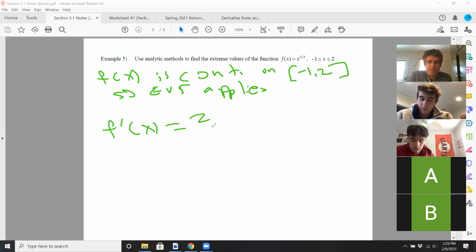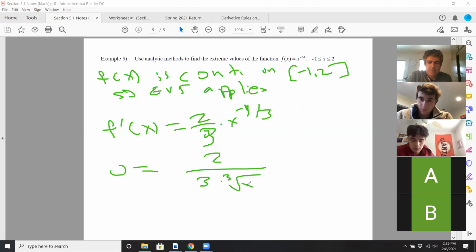That's easy. 2/3 times x to the -1/3 using the power rule, right? Set it equal to 0. So 0 equals 2/3 times the cube root of x in the denominator. Remember, that's a negative exponent, and it's a radical because it's 1/3. Now, f prime does not exist at x equals 0, and that's just by inspection. We are going to have to consider that because that is in our domain from -1 to 2.